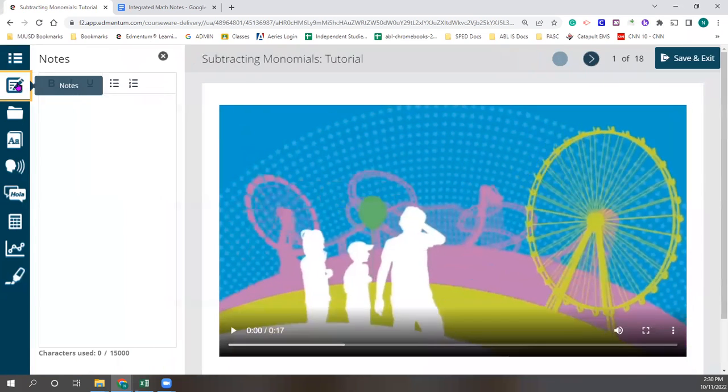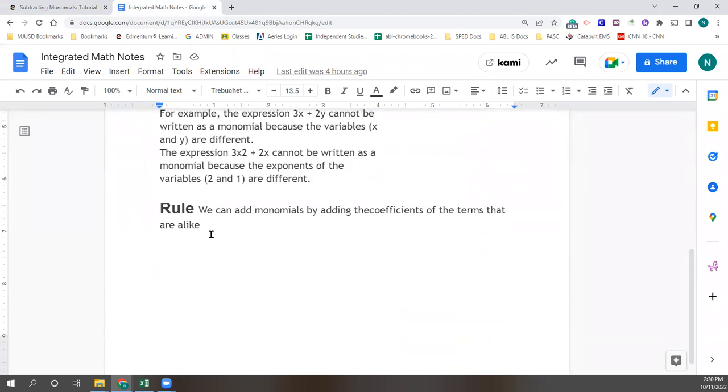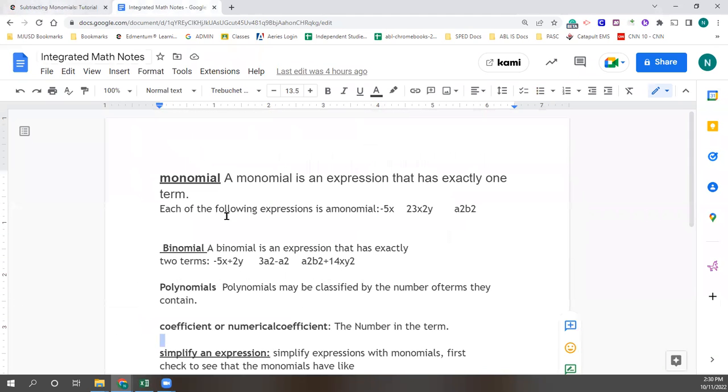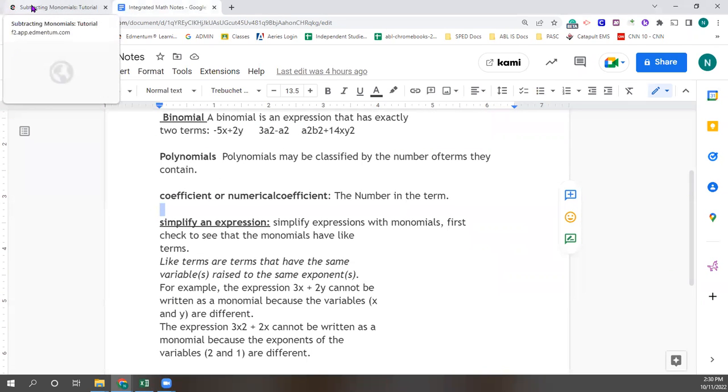Notice I have my resources along the side. I can take notes, but I don't have to. I highly recommend you take notes in a Google Doc. I am going to continue where I left off. You might title it Subtracting Monomials, where the last one was Adding Monomials, or just continue.